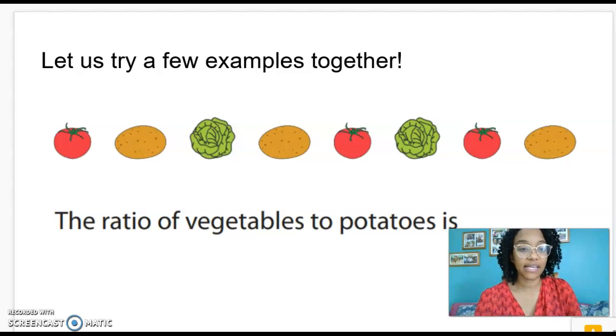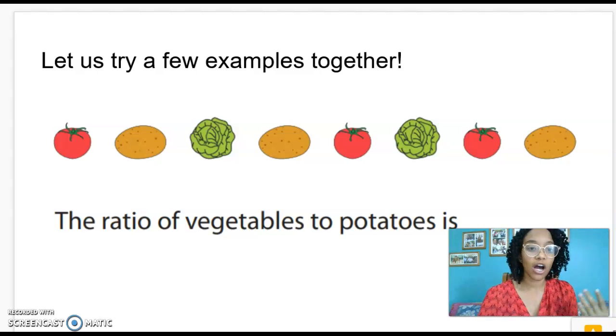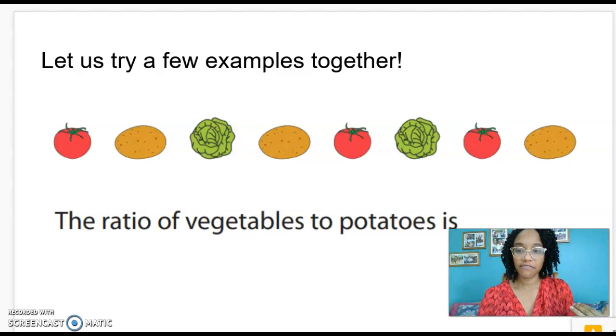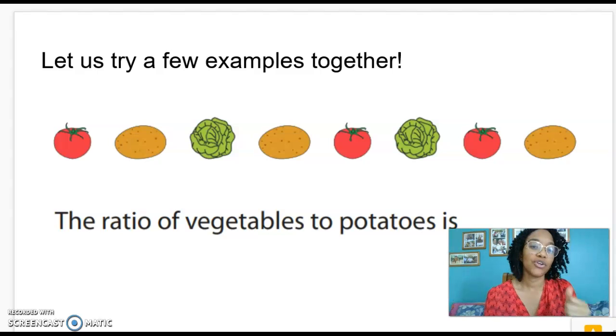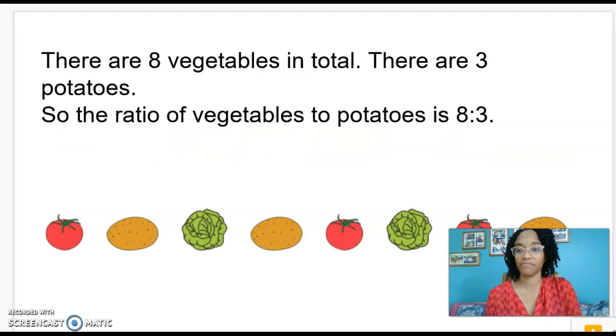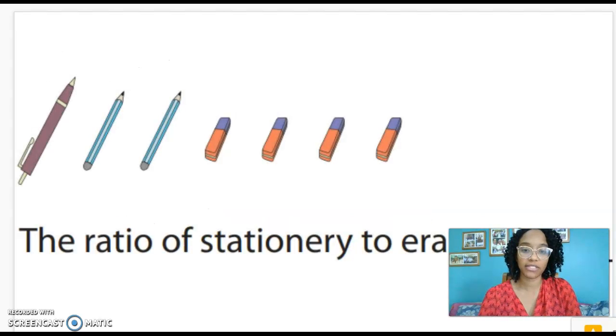Now let's try a few examples together. All of these are vegetables, but we need to find the ratio of vegetables to potatoes. So we're looking at the whole thing as related to the part, okay? So you're going to need to count all the vegetables, and after that, you can count just the potatoes. There are 8 vegetables in total. There are 3 potatoes. So the ratio of vegetables to potatoes is 8:3. This is a part-whole ratio because one of our numbers tells about the whole amount.